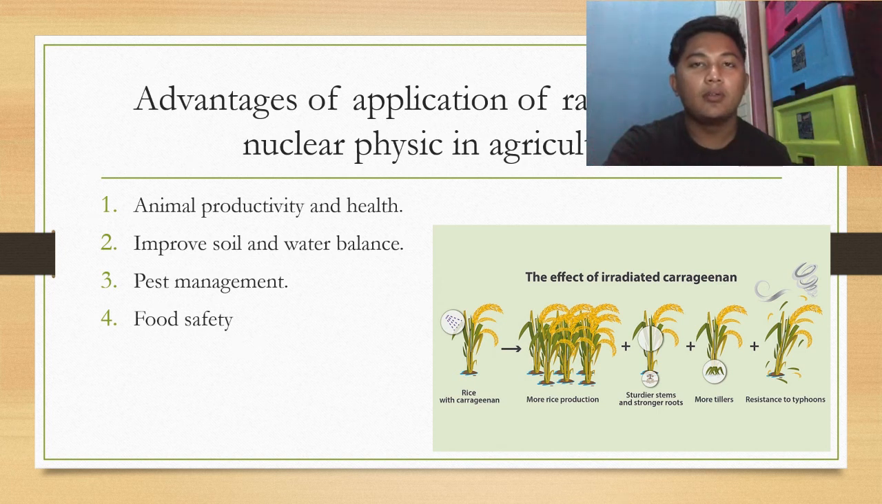The fourth one is food safety. Food safety and quality control systems need to be robust at the national level to facilitate the trade of safe food and to combat food fraud.